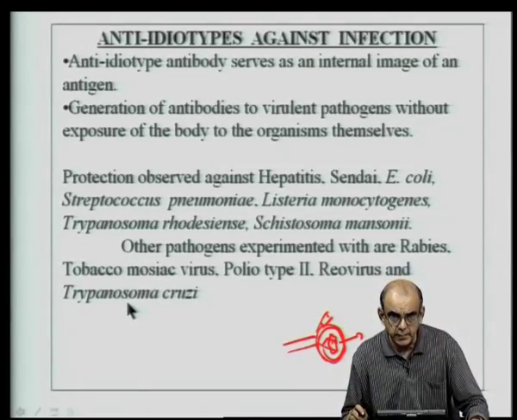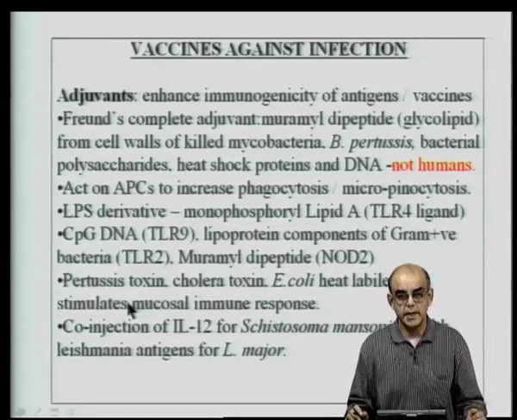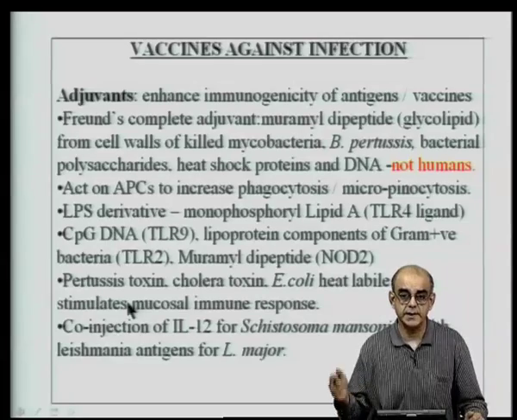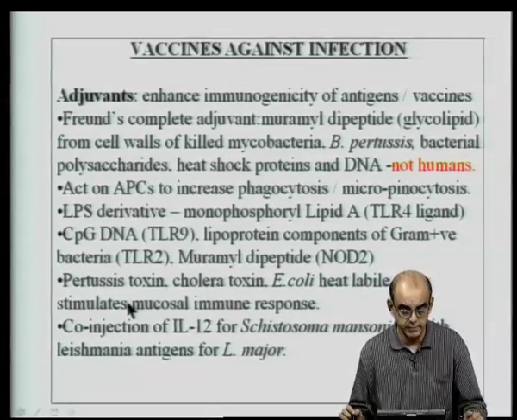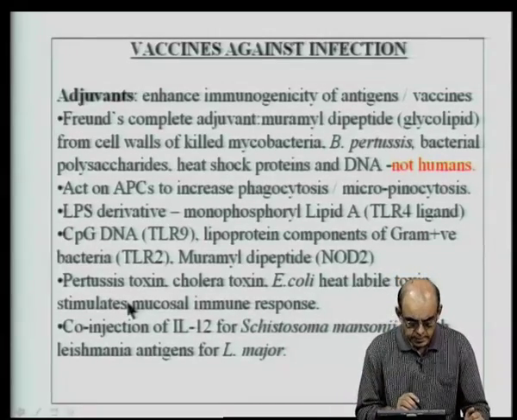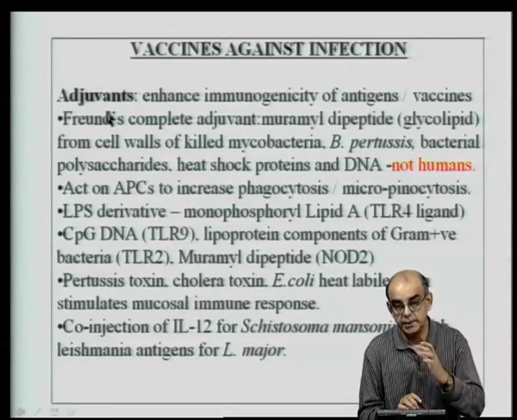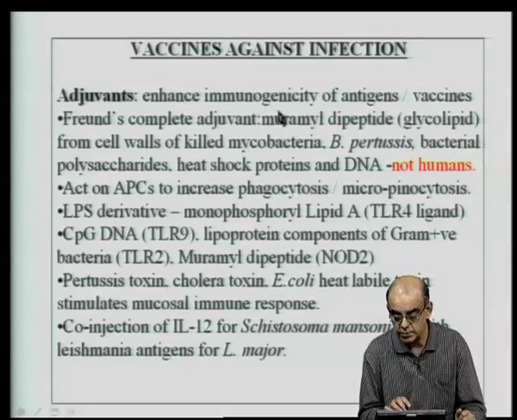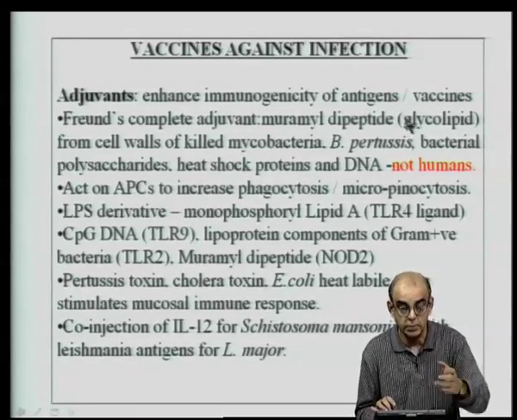So, in order to summarize this class, we need to look at several aspects of the immune response that has been activated against a variety of organisms by the active process of immunizing or passive process of immunization. But before that, a little bit about adjuvants, which are used to increase immune responses to an antigen. They enhance immunogenicity of antigens or vaccines. So, they are given along with vaccines.